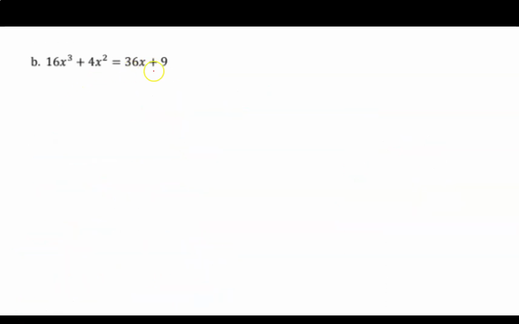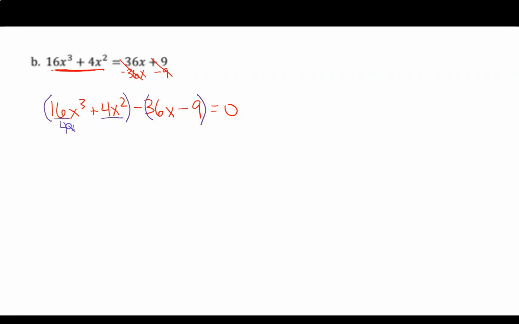All right, next one. Again, we want to make sure that one side is equal to 0, so we're going to subtract 36x and subtract 9 from both sides. None of those have a like term to anything over here, so I'm just going to write it like this. Looking at all 4 terms, I do not see anything that all 4 numbers have in common, so we're going to go right into grouping. In the first group, I could divide those by 4x squared.